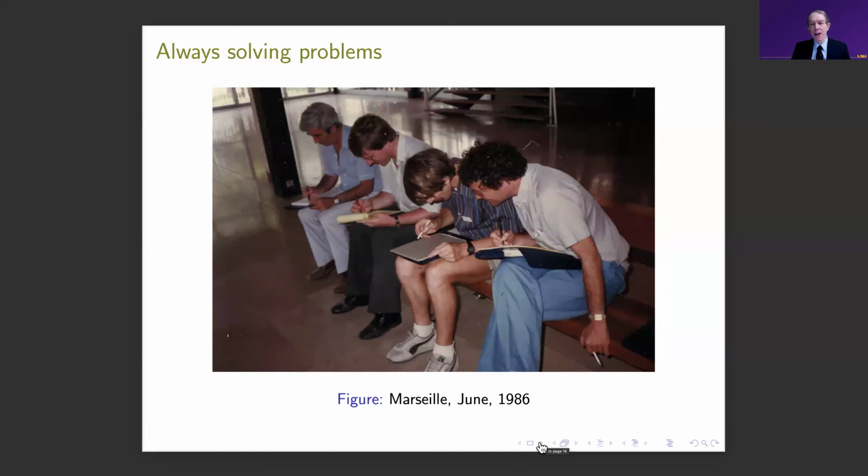You might like to try and identify this. This was in 1986 in Marseille. 4 of us solving problems. I'll leave it till later for you to try to identify them.